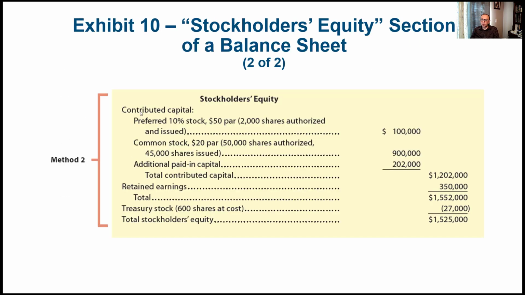In method 2, we just show the contributed capital as preferred stock, common stock, and then additional paid-in capital as a value that combines everything. So the $202,000 is just the paid-in capital related to preferred stock, common stock, and treasury stock. And then, once we get the total contributed capital, we add to it the retained earnings, we get the total, then we subtract the treasury stock to get the total stockholders' equity, which is the final value.